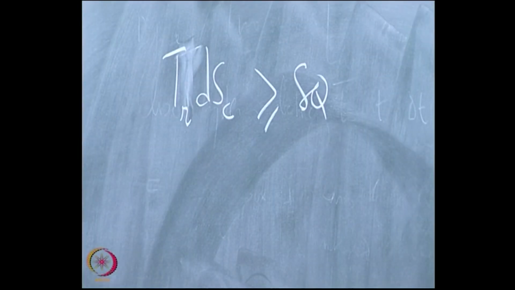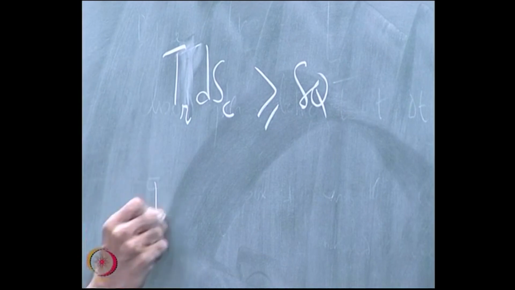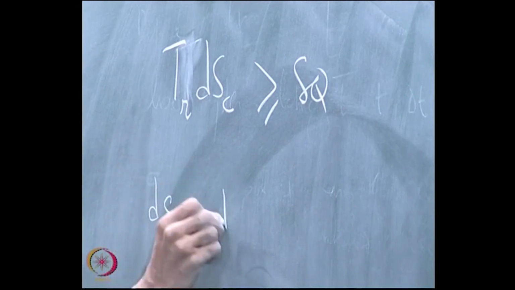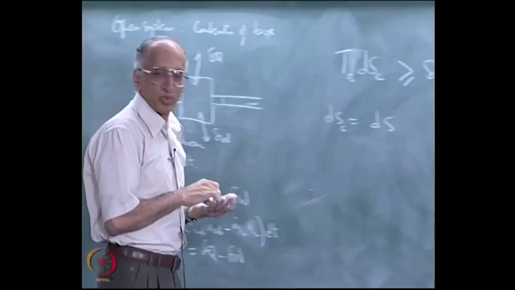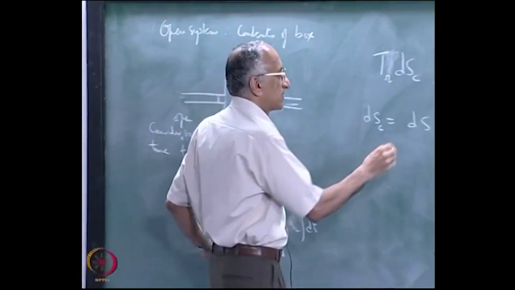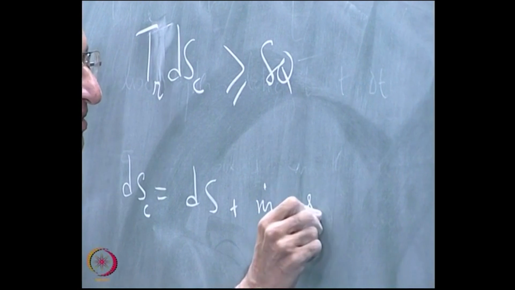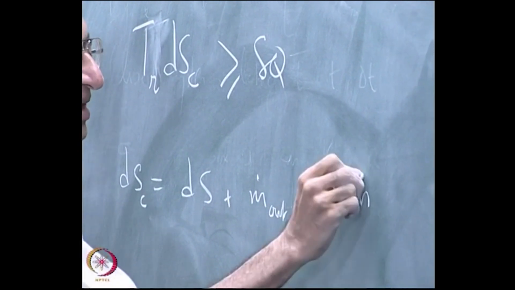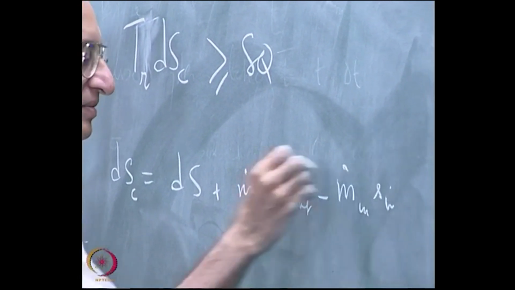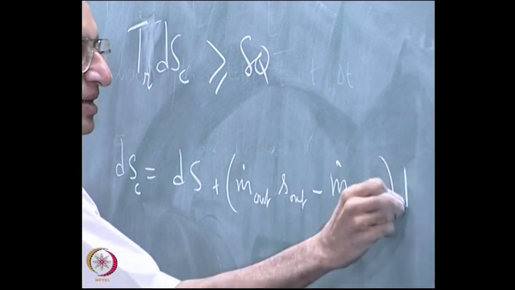So if I rewrite this, for example, dS for the closed system would be exactly like before, dS for the open system plus m dot out s out minus m dot in s in times dt.